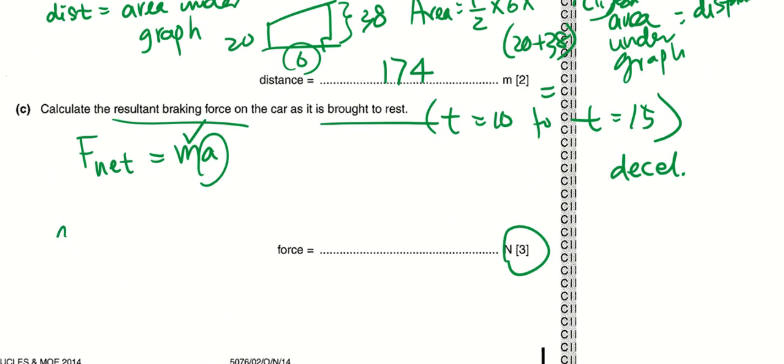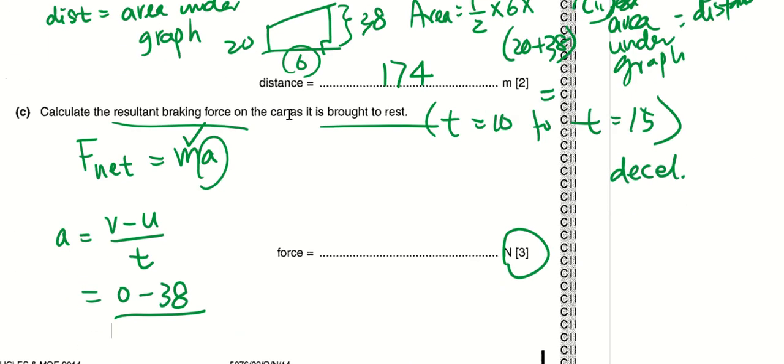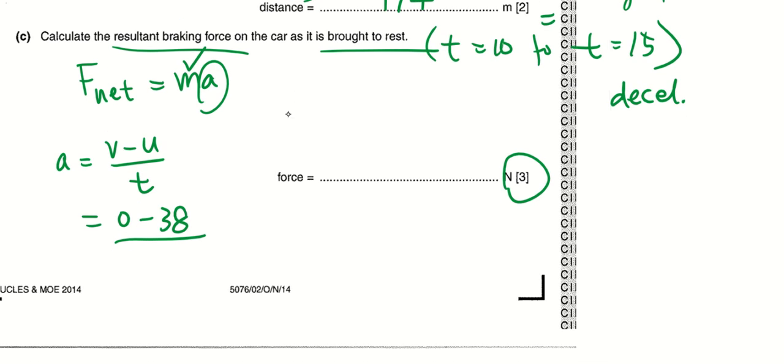So for the acceleration, we make use of the formula a equals v minus u over t. The acceleration is what I want to know. The final velocity is actually 0. The initial velocity at time equals 10 seconds is actually 38 meters per second, so you need to take note of this and not use 20. Over this total time duration of 5 seconds, because it's from 10 seconds to 15 seconds, that will give me a value of minus 7.6 meters per second squared.